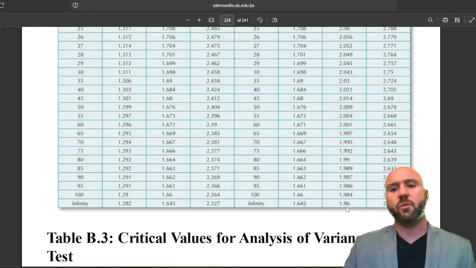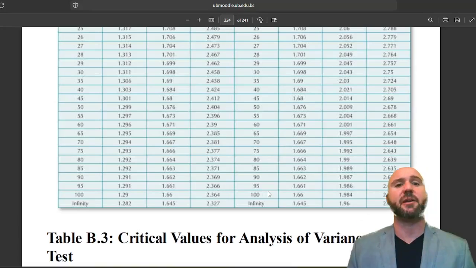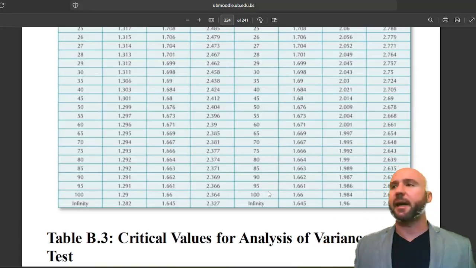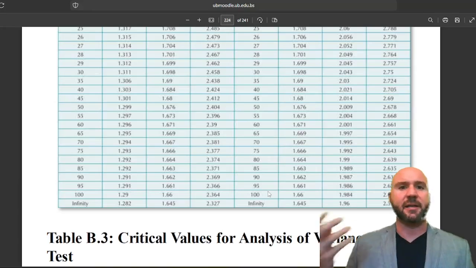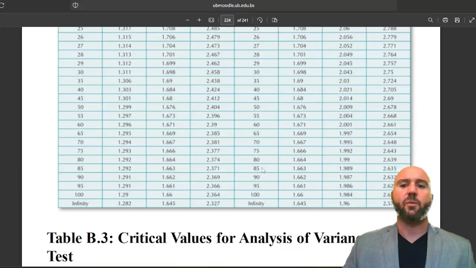But look at this. 1.96 to 1.84, 1.86, 1.87, 1.89. These are really close between 85 and 100, and that's like 15 people. So let's say that you had to have a sample of 100 people, and it takes a lot of money and a lot of time to get each individual person. You get up to about 85 people. And what's the real difference between 85 and 100? It's literally 0.005. That's 5/1000ths of a difference. It's a very, very small difference.